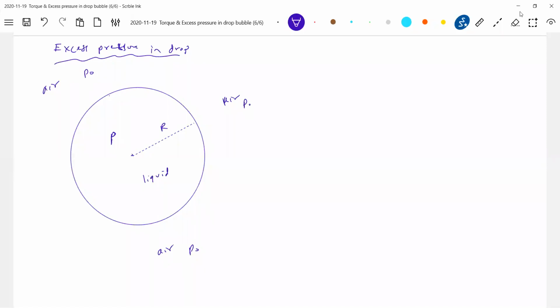What is the state of this liquid drop? It is in equilibrium. Then the question comes: what is the pressure inside that one that we are trying to calculate? Let's get into it. If I draw a vertical line here, tell me how the force due to surface tension will be.